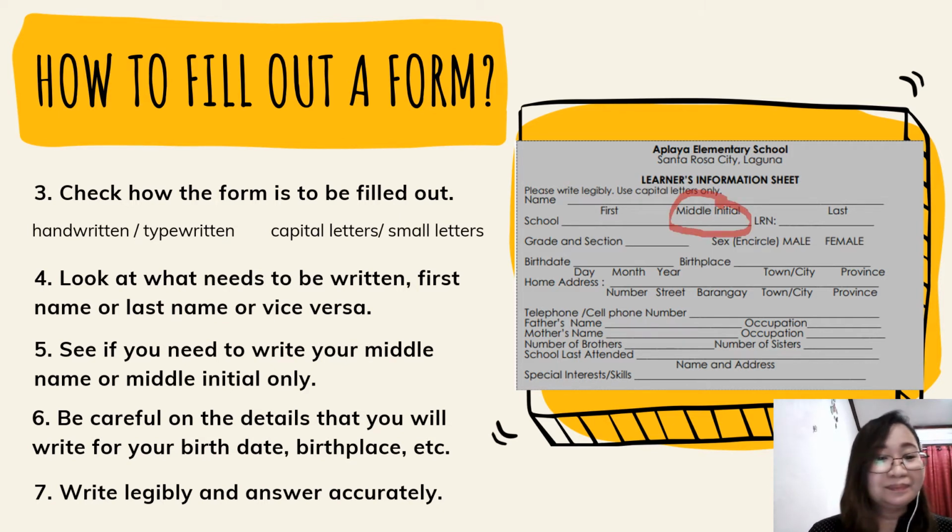Correct. Next, number 6. Be careful on the details that you will write for your birthday, birthplace, and the rest, etc., because you might give false information. And last, number 7, you need to write legibly or neatly and answer accurately.